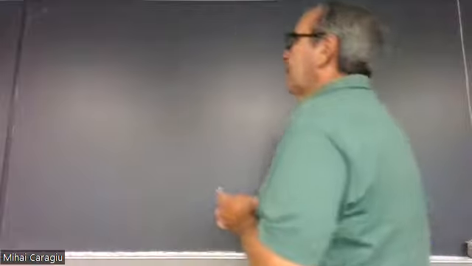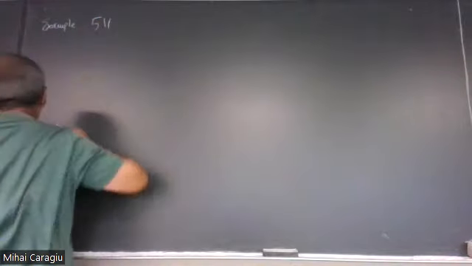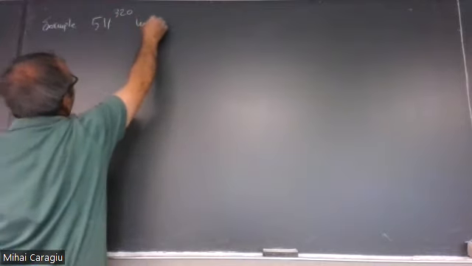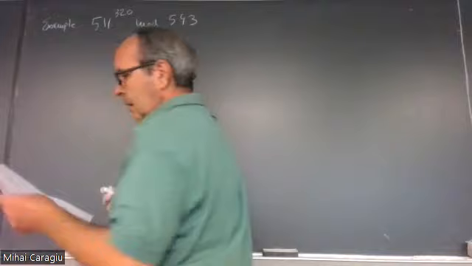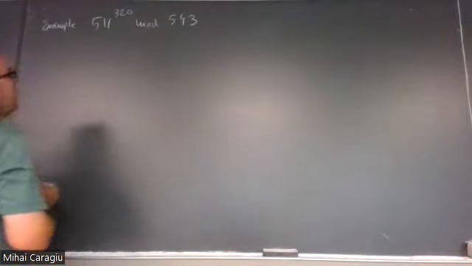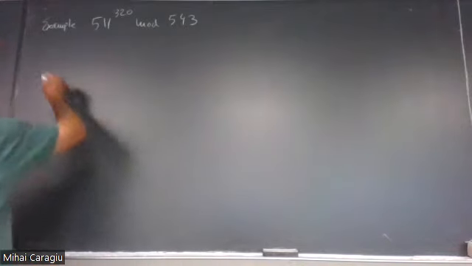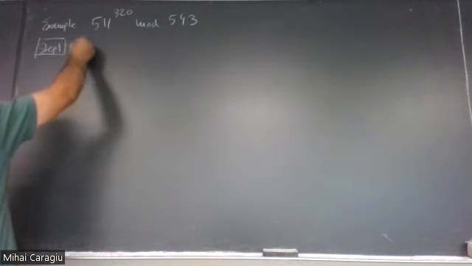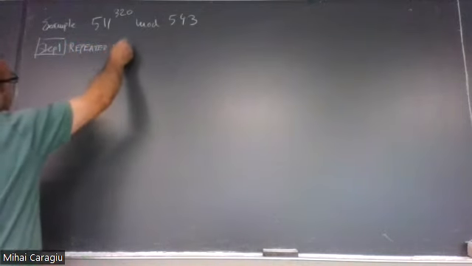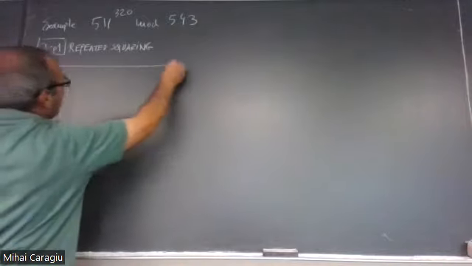Okay, let's do our first application. Example: calculate 511 to the power 320 modulo 543. In this case, the fast exponentiation algorithm has 3 steps. Step 1 is repeated squaring. It takes the form of a table. What's the table? Only 2 columns in this case.